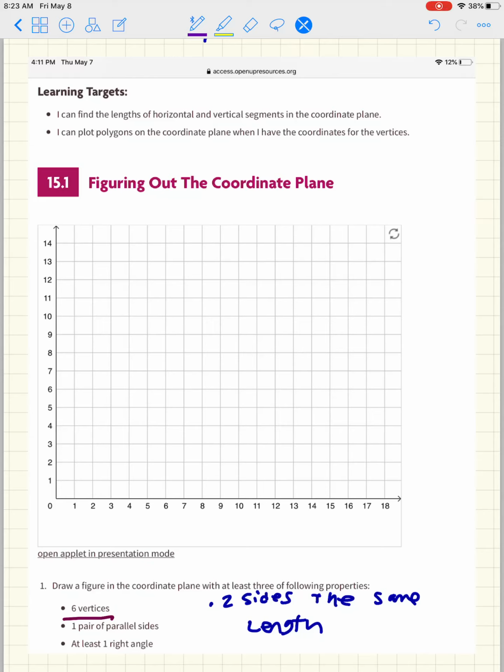Welcome to lesson 15. Today's Friday. This is Friday's lesson since you guys are hopefully in PE and in electives today.